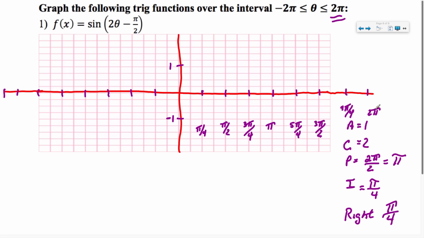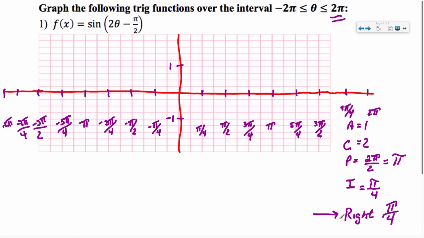On the left, we just copycat that, right? So you have negative pi over 4, negative pi over 2, and so on. Let's just finish writing those out. Perfect. Okay, 2 pi to the right, 2 pi to the left. Sorry about that mix-up. Now, we're talking about the shift left, I'm sorry, shift right, pi over 4.